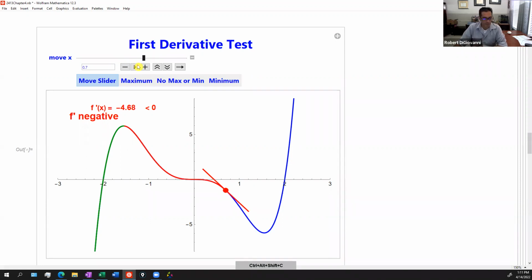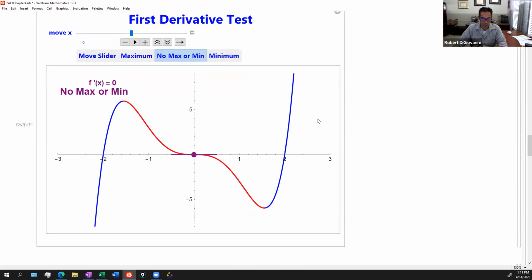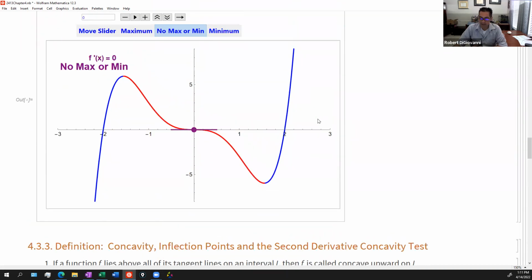All right. So there's our maximum. There's our minimum. And this is where we don't have either one happen. All right, let's work with that. Let's just start with that and then we'll move on. There's another section to the notes.